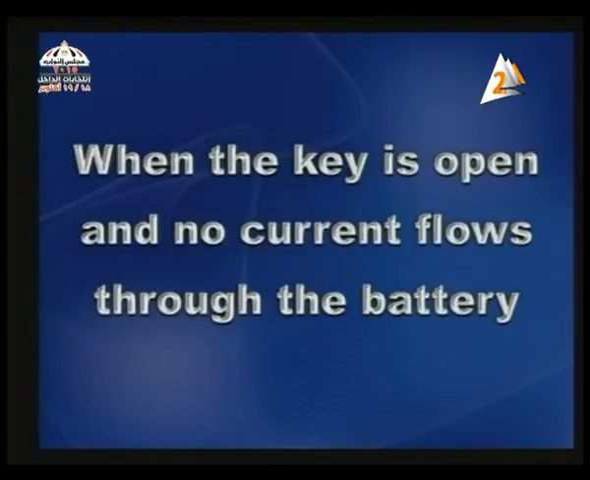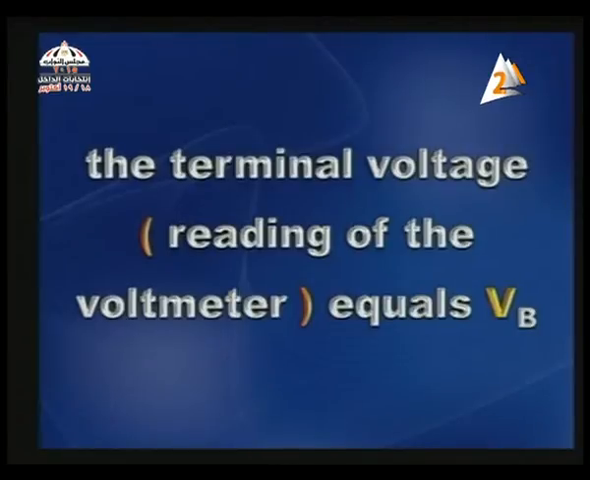When the key is open and no current flows through the battery, the terminal voltage, which is the reading on the voltmeter, equals V battery. So terminal voltage is a maximum and equal to V battery when no current flows through the battery. When the main switch is open, the reading on the voltmeter is the terminal voltage. It's then a maximum and is equal to V battery.